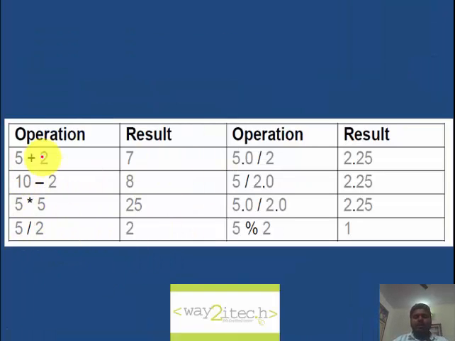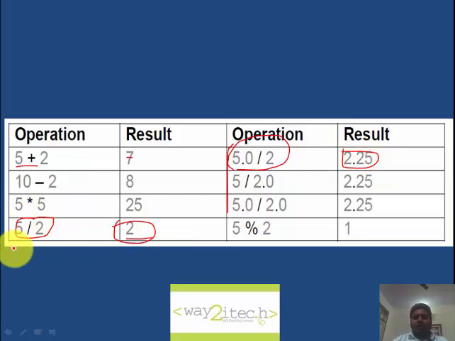We will see operations. 5 plus 2, the result will be 7. 10 minus 2, 8. 5 into 5, 25. 5 by 2, here we get the quotient, as simple division is used. Here the quotient will be 2. Now this is an important point. If we are dividing 5 by 2, we get 2, but if we are dividing 5.0 by 2, we are getting the result as 2.5.